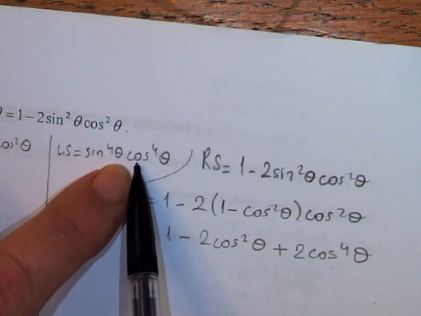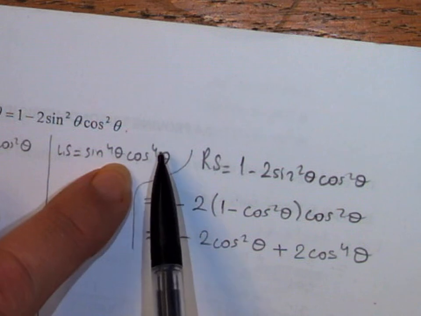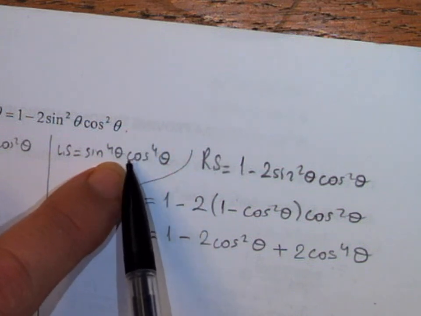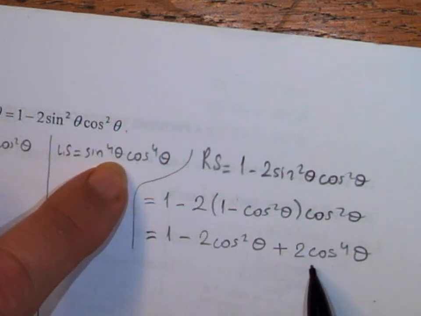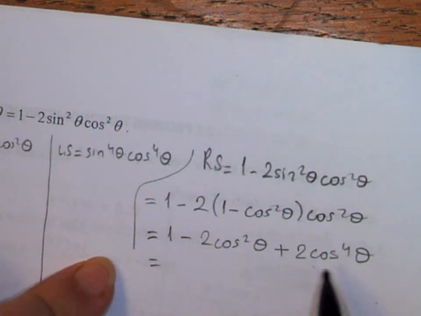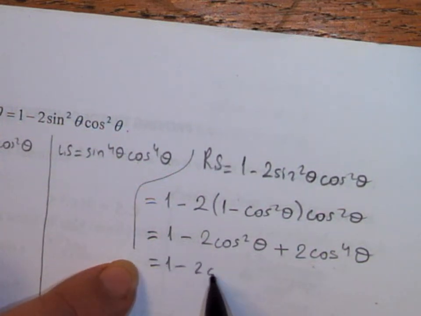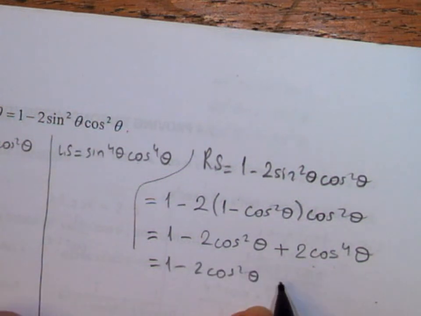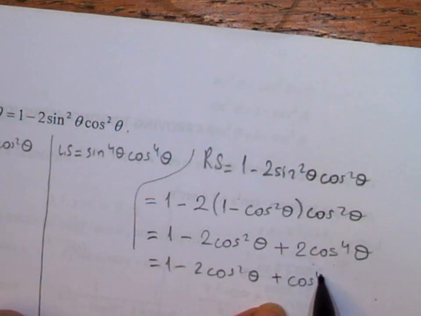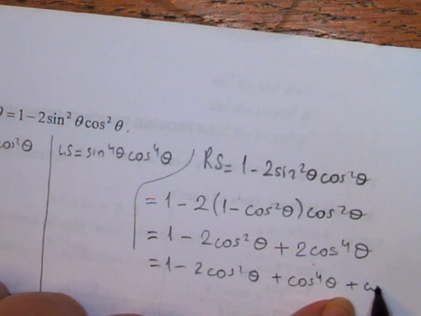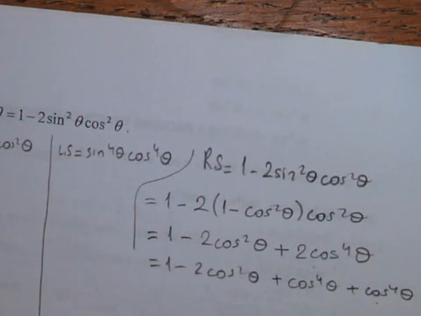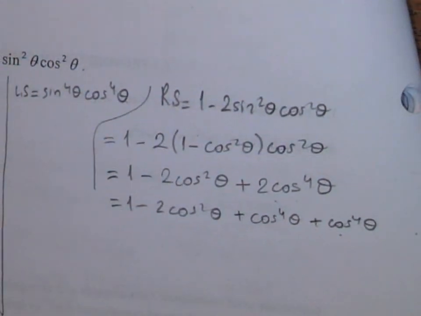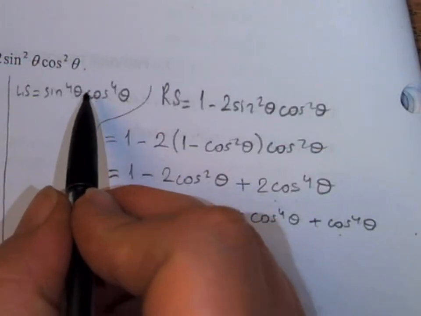Okay, if you compare with the left side, here I have one of them, and here I have 2 of them. So what I'm going to do, I'm going to separate those and say, how about if I write it as cos to the power of 4 theta plus cos to the power of 4 theta. Oh, there's a plus sign here, guys.